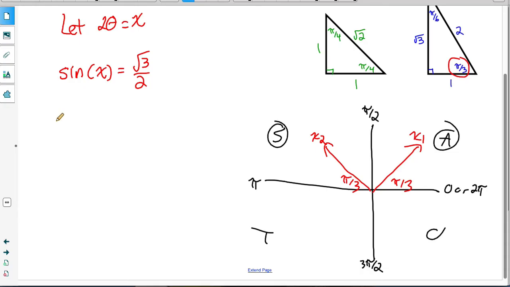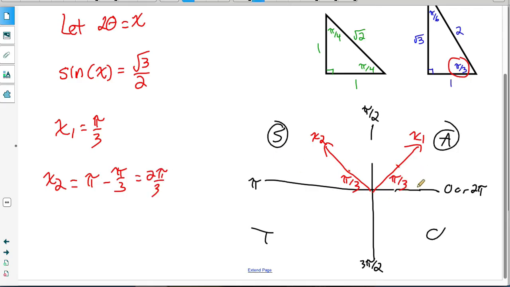So x1, since we're in the first quadrant, the reference angle and the principal angle are exactly the same, so x1 is pi over 3. But x2, to calculate the angle between here and here, notice I fell pi over 3 short of going a full pi radians, so I can just do pi minus pi over 3 to get that answer. So pi minus pi over 3. So pi, with a common denominator to this one, it's 3 pi over 3. So 3 pi over 3 minus 1 pi over 3, that's 2 pi over 3.